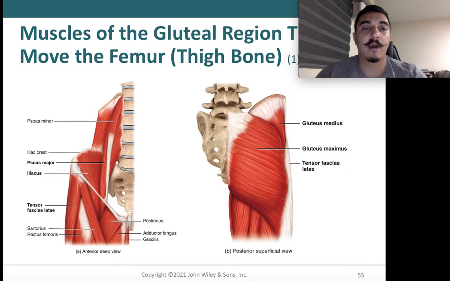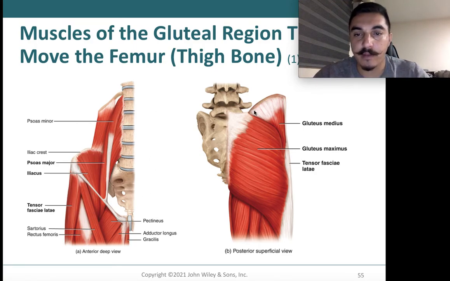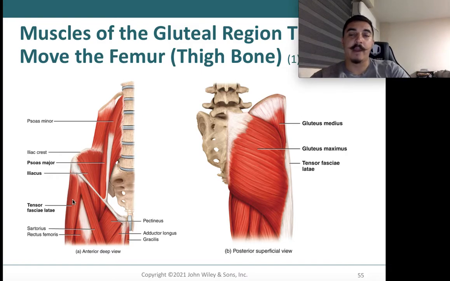All right, muscles of the gluteal region. So we have our biggest ones, right? The gluteus maximus, gluteus medius. Our psoas major, psoas minor coming at the top. Iliacus, attached to the ilium. Tensor fasciae latae on the lateral side.